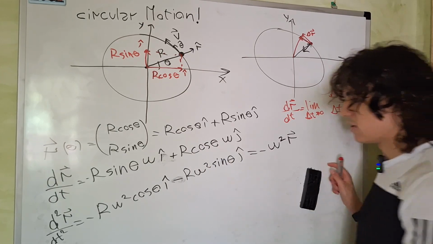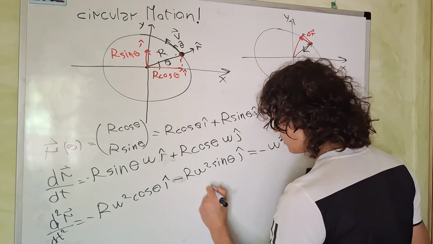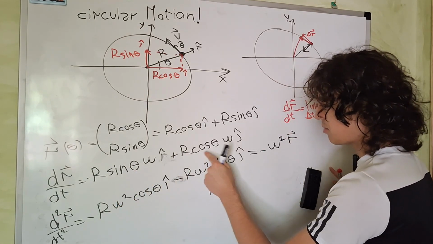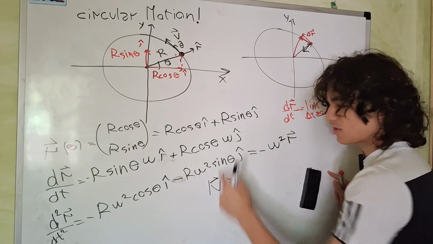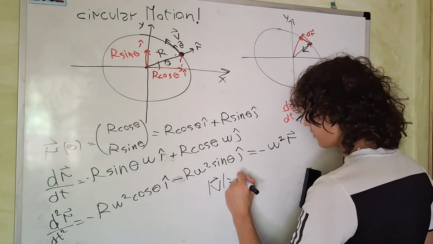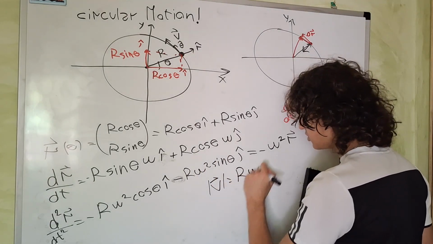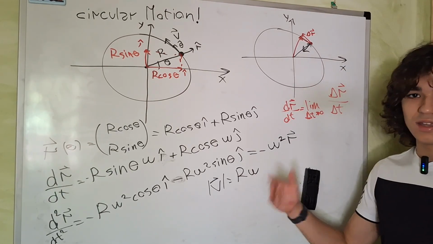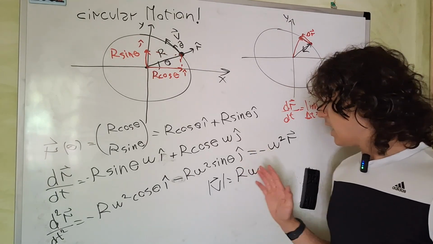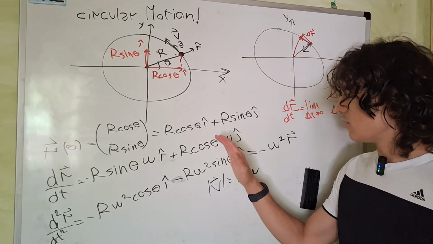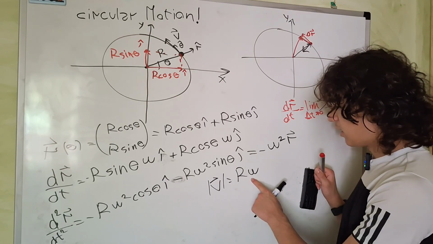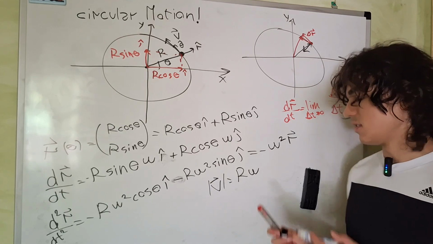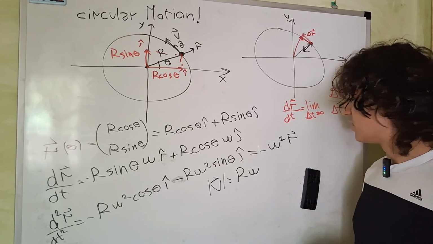What's the magnitude of the velocity? The magnitude of this vector here is simply equal to the square root of this squared plus this squared. Sine squared plus cosine squared equals 1. So we have r times omega. And obviously if omega is constant, v is also constant. And since omega is constant, we can rewrite our position vector with theta as omega t, so we get how theta changes as a function of time.